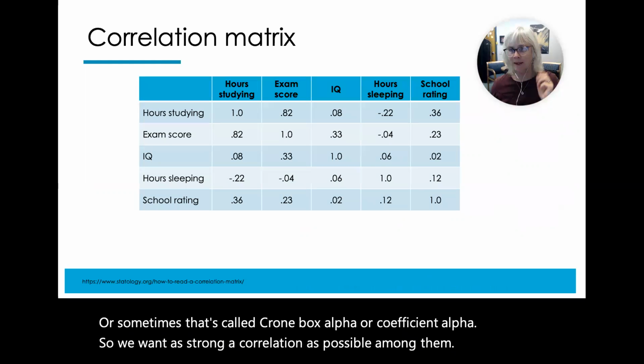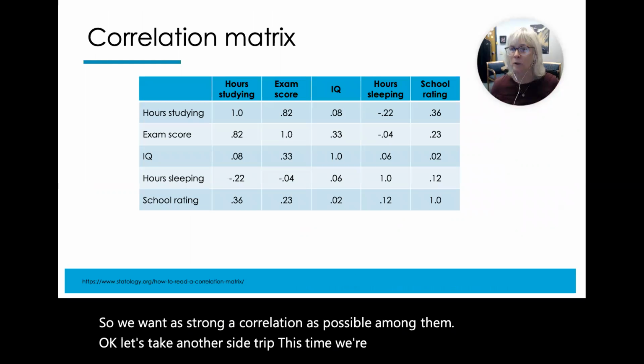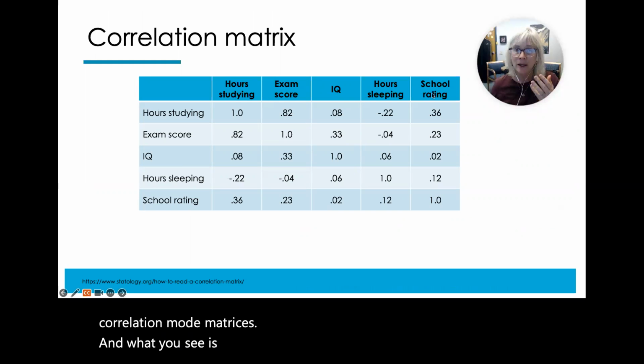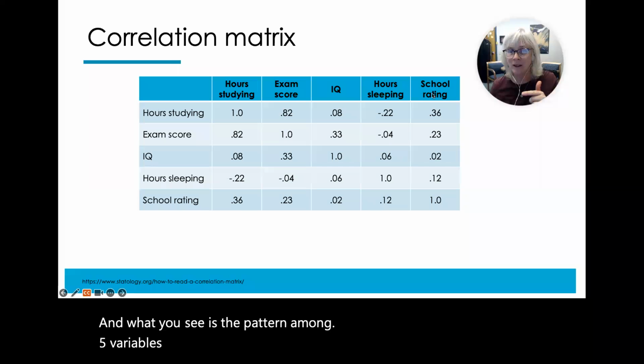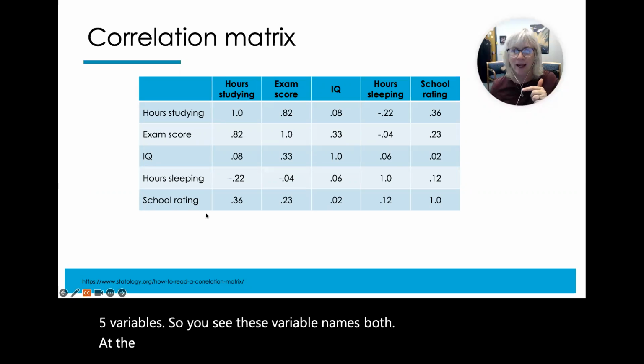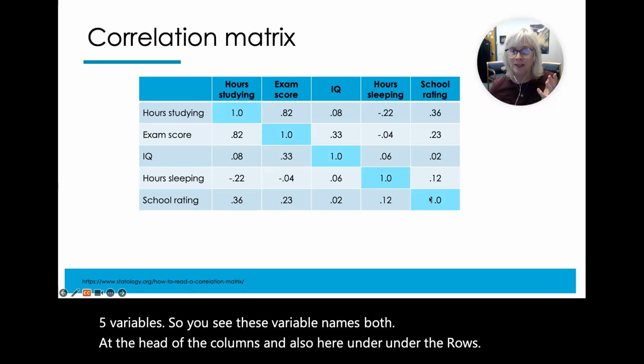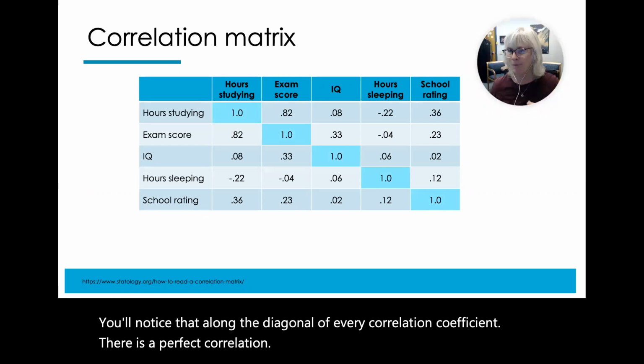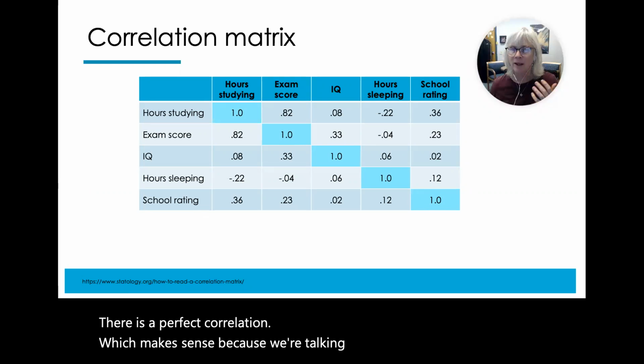Okay, let's take another side trip. This time we're going to be looking at correlation matrices. And what you see is the pattern among 5 variables. So you see these variable names both at the head of the columns and also here under the rows. You'll notice that along the diagonal of every correlation coefficient, there is a perfect correlation, which makes sense because we're talking about correlating a variable with itself.